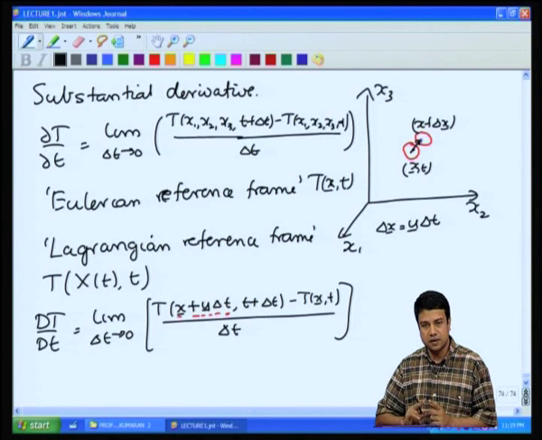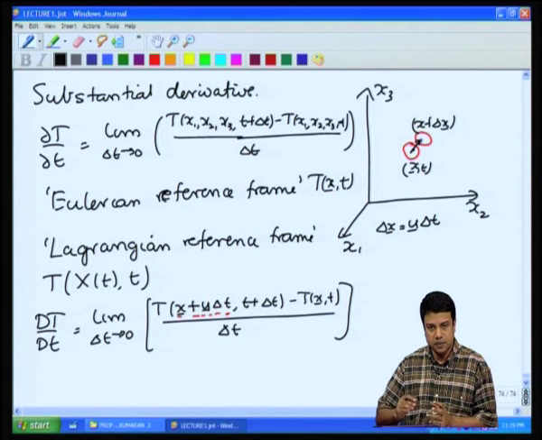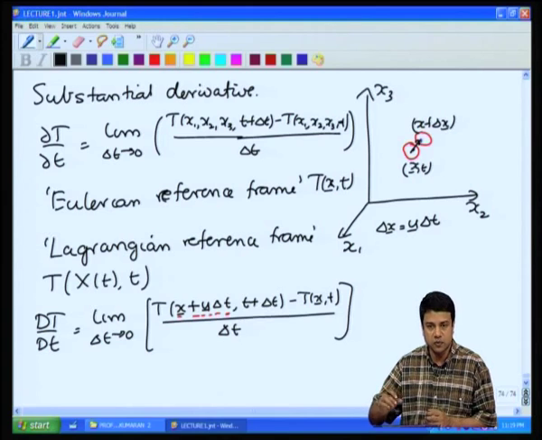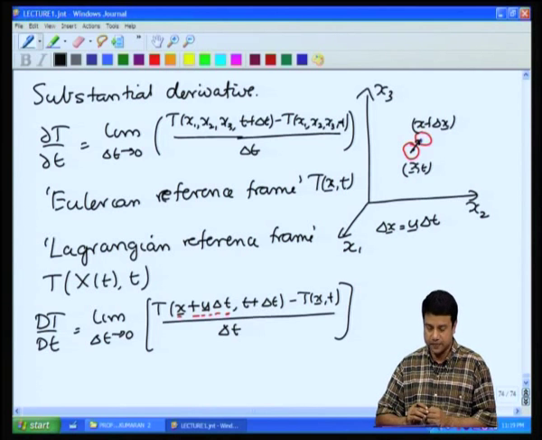Okay. The distance moved, the displacement vector, is going to be equal to the velocity vector times that time interval. So, you are taking the difference in the temperature between x plus u delta t and t plus delta t minus t at x t divided by delta t. Okay. So, that is a substantial derivative, the derivative in a reference frame that is moving with the parcel of fluid.